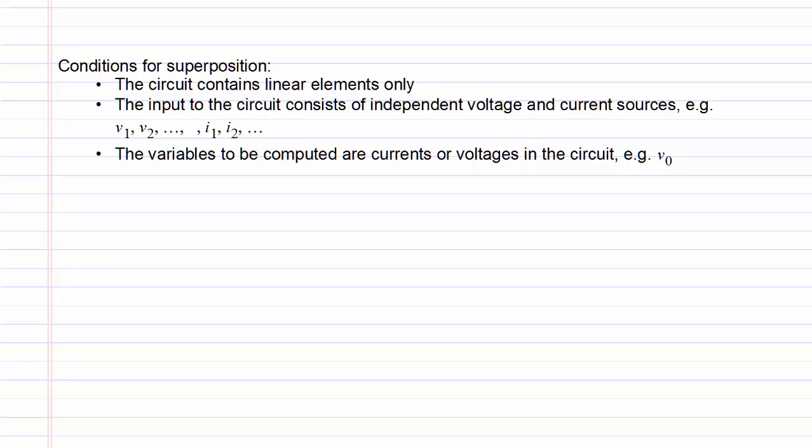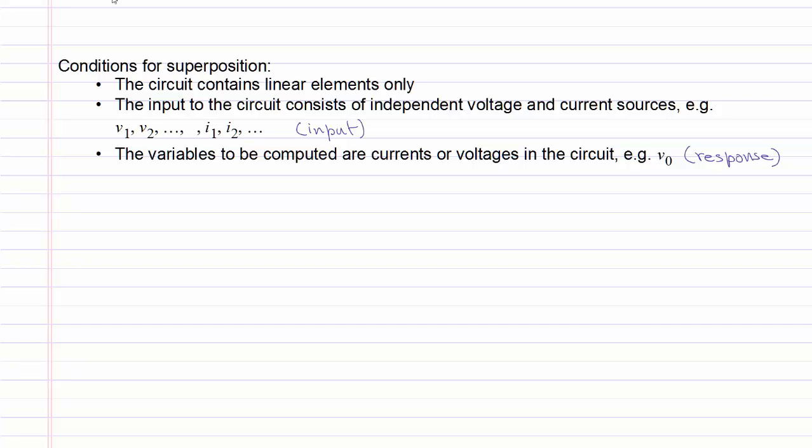The second condition is that the input to the circuit consists of independent voltage and current sources, for example V1, V2 and so on for the independent voltage sources, and I1, I2 and so on for the independent current sources. The last condition is that the variables to be computed are currents or voltages in the circuit. This is considered the response of the circuit. Note that power is specifically excluded from the variables that can be computed using superposition.